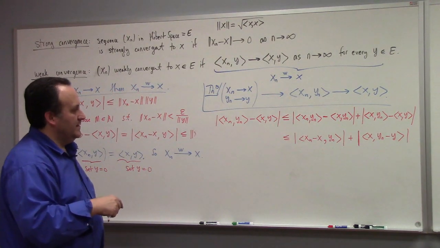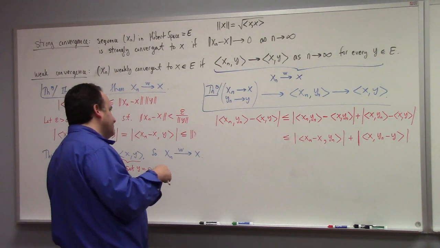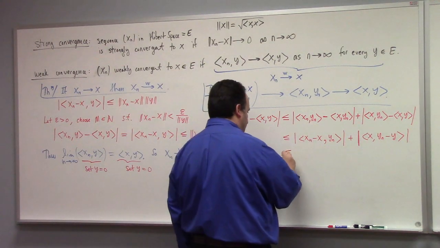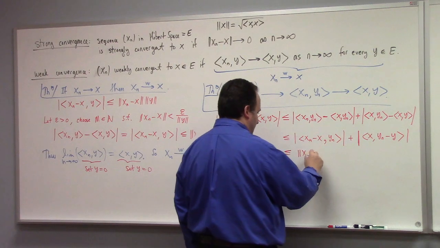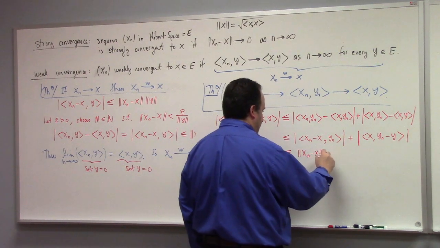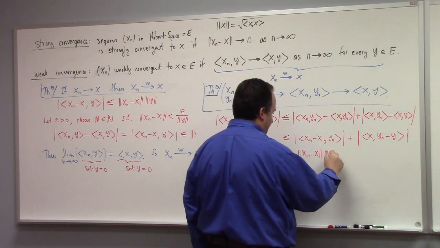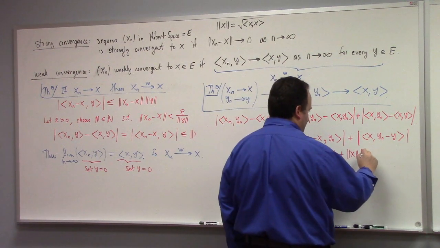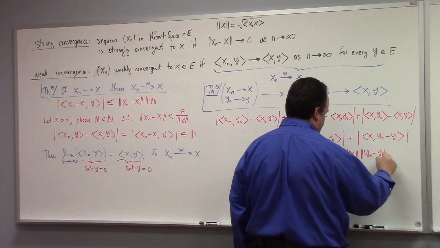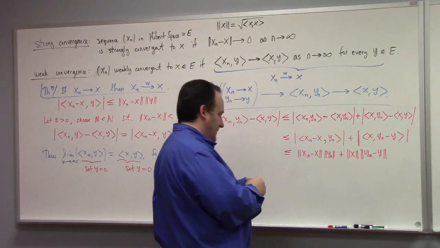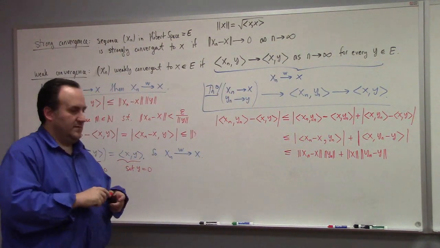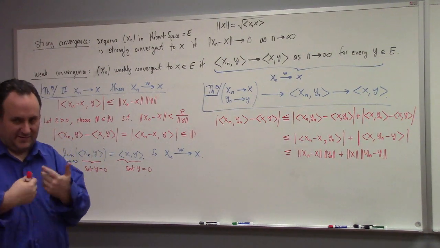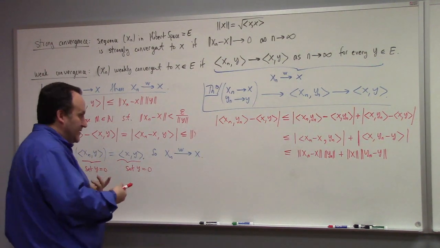So this is less than or equal to the norm of xn minus x times the norm of yn, plus the norm of x times the norm of yn minus y. Let me explain the reasons. I don't actually want to do the epsilon argument explicitly this time. I'm just going to explain why we could.